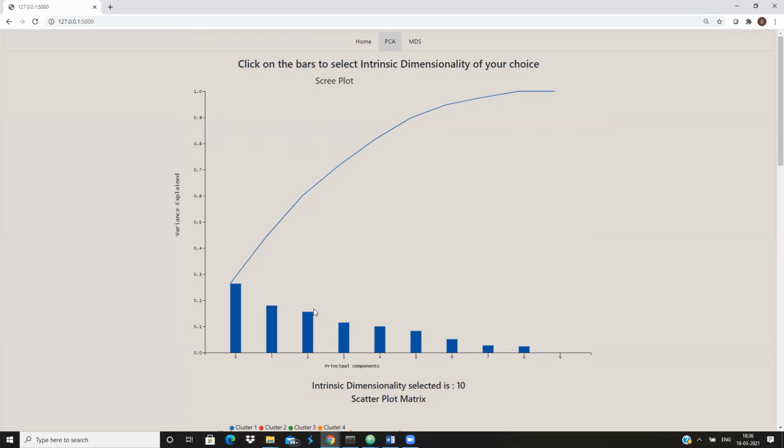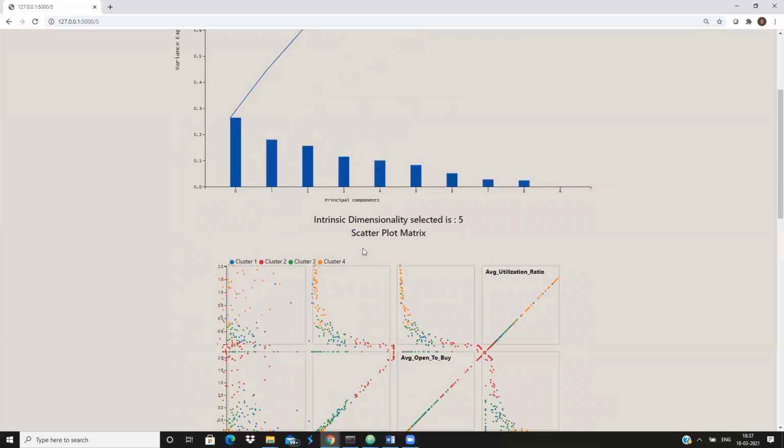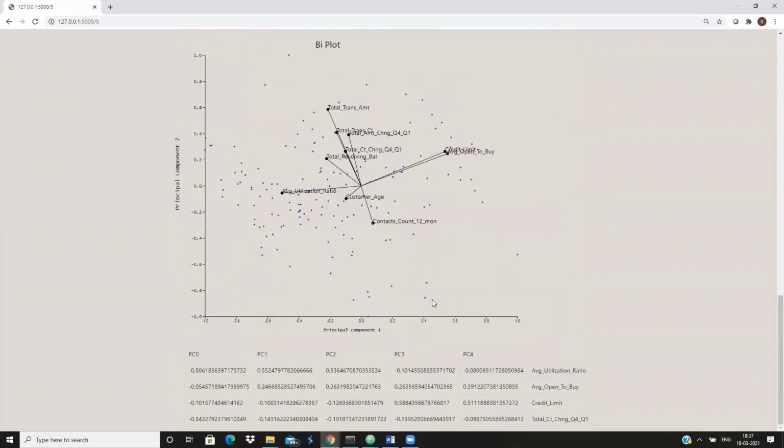Let's say we want an intrinsic dimensionality of 5. So we have chosen an intrinsic dimensionality index of 5. So we can see that there is a table. And these are the top four attributes with the highest sum of squared loadings. And these are their respective loadings. And these 4 attributes are also used to plot a scatterplot matrix.